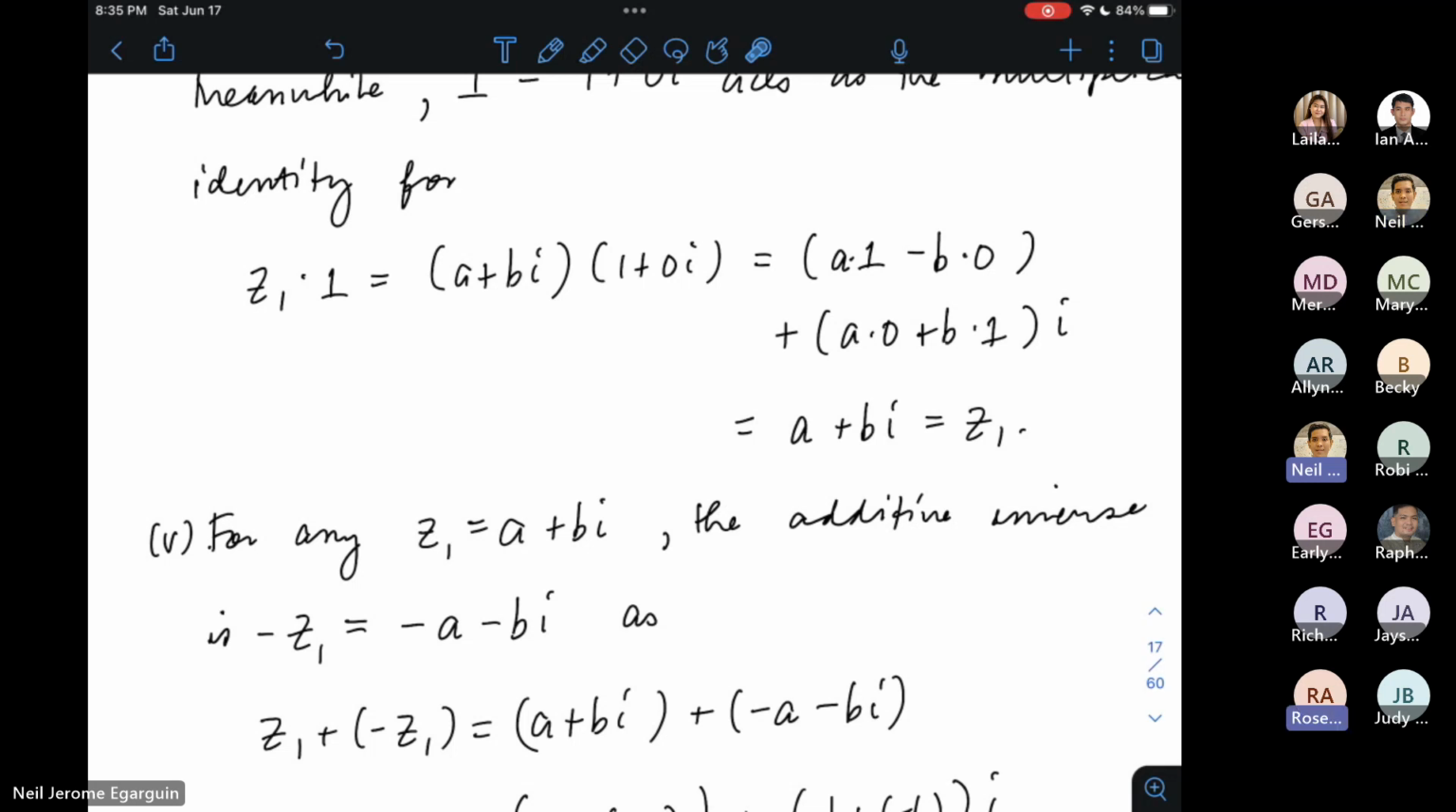Yes, Rose. Sir, may tanong po ako. Doon po sa additive inverse and multiplicative inverse po, para masabi nating unique siya, it should be equivalent to 1? Inverse or identity?